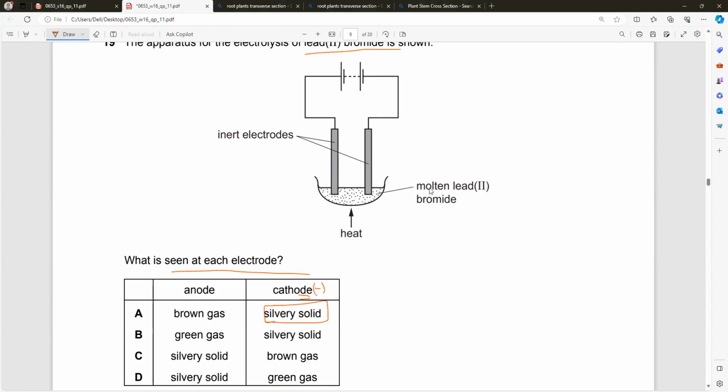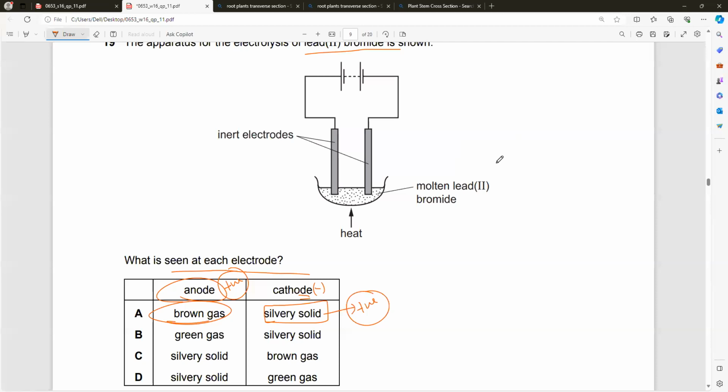Why? Silver is a metal, yes or no, guys? Lead bromide has positive lead ions, so the metal comes at the cathode. Next, anode. Anode is a positive charge, so negative ions will come. That is a brown gas.